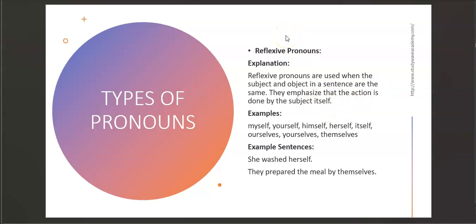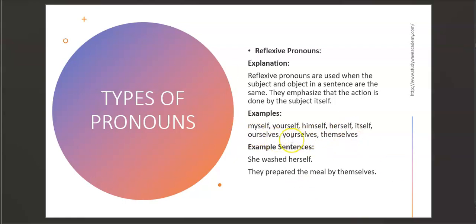So like I told you, when you speak, when you talk, sometimes we use these pronouns, but we don't know. So even my sentence here, they emphasize that the action has been done by the subject itself. Look at that. Itself is also a reflexive pronoun. So let me just empower you more on this. When we talk about reflexive pronouns, they're just pronouns that are used when the subject and the object are the same. So for example, we have examples here like myself, yourself, himself, herself, itself, ourselves, yourselves, themselves.